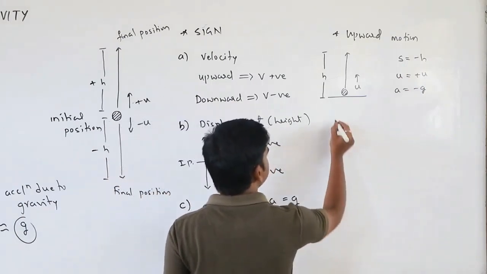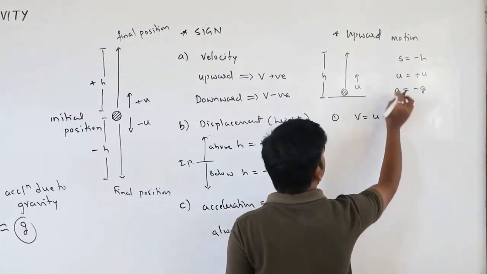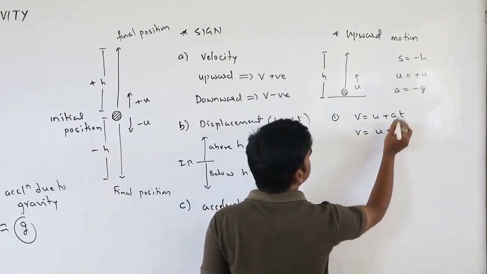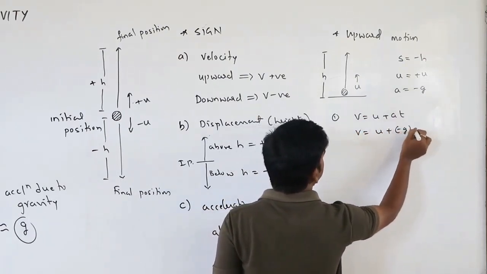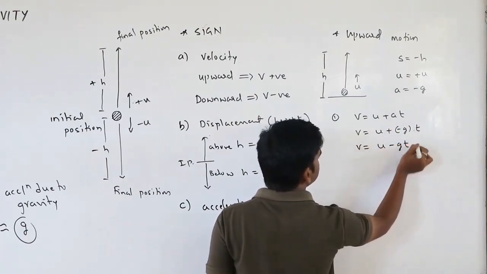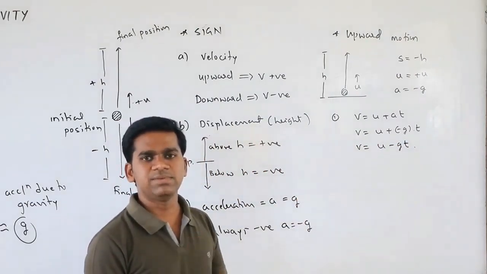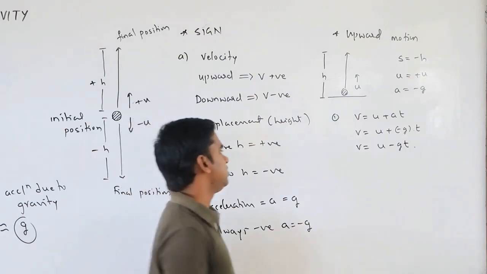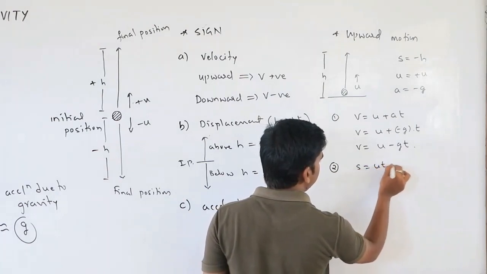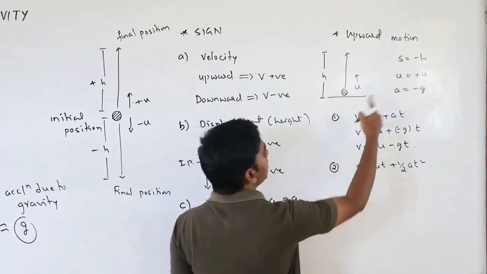So what is the first equation? The first equation is v equals u plus at. Now apply this: v as it is, u positive, plus a, which is minus g, t no need to change. So the equation becomes v equals u minus gt. This is the first equation. For upward motion, the first equation is v equals u minus gt. The second equation is s equals ut plus half at squared. So what is the h?